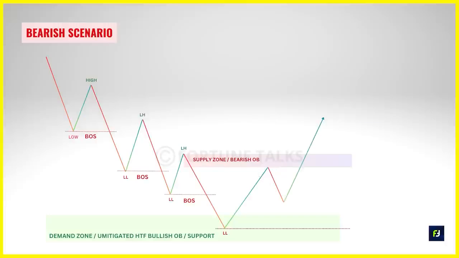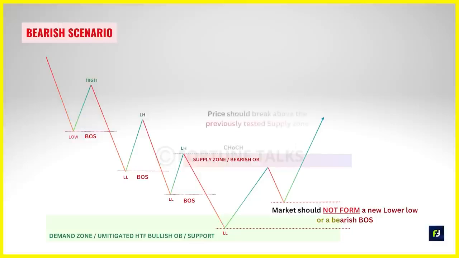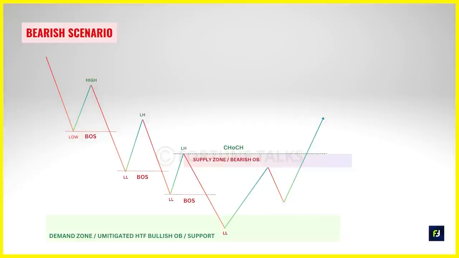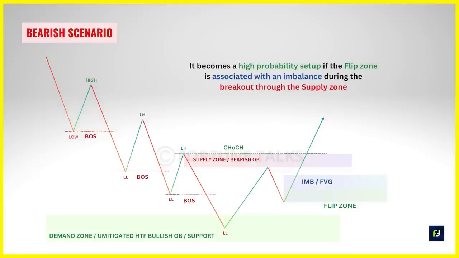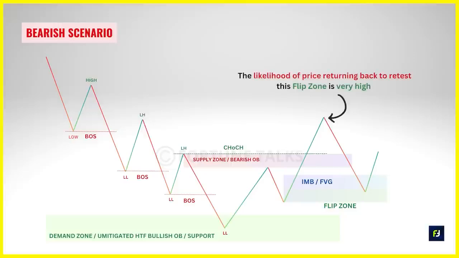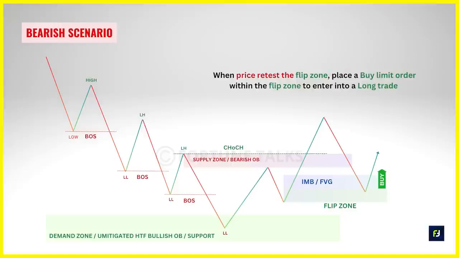But the crucial part is to make sure that this price reaction should not establish a new lower low, or form a bearish break of structure, but instead the price should break through the previously tested supply zone. This break of the supply zone will form a new demand zone, which is called our flip zone. Marking the flip zone is based on the price imbalance formed during the supply zone break. We should closely monitor this flip zone because there are high chances that the price could return to retest this zone. It is usual practice to place a buy limit order within this demand flip zone so as to enter into a long trade position when the price retests the flip zone.